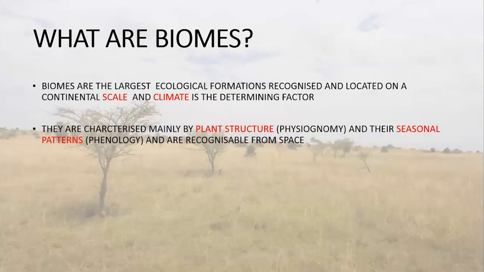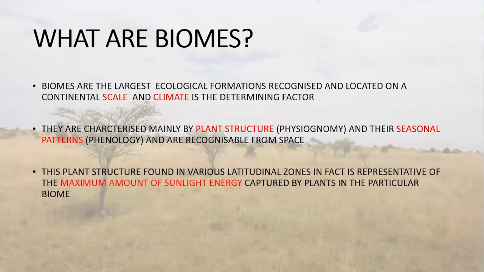And they are characterized mainly by plant structure, which in a more technical term is the physiognomy, and their seasonal patterns, which is the phenology, and they are recognizable from space. And I emphasize that from space, because if you take a photograph from space, you can identify the 10 terrestrial biomes on the Earth's surface. Plant structure is extremely important, and it's the plant structure that's found in the various latitudinal zones, in fact, is representative of the maximum amount of sunlight energy which is captured by plants in that particular biome.